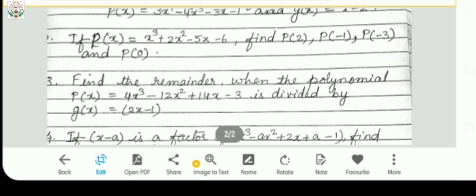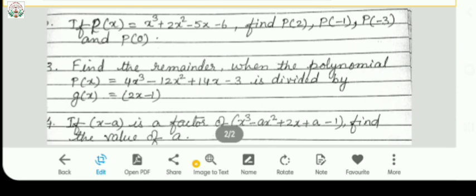Now the value of x as 1 upon 2 we will put in the given polynomial, that is 4x cube minus 12x square plus 14x minus 3. Wherever x is there we will put the value 1 upon 2. After putting the values, check what answer you get. That is the answer for the remainder, meaning the remainder will be that much. Okay, understood? So do the third question also.